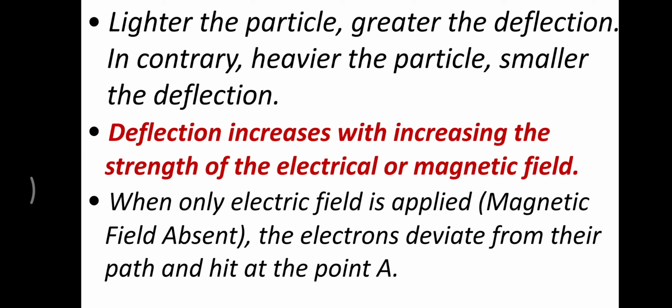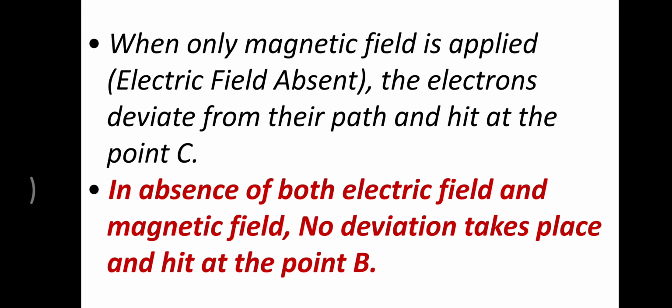When only the electric field is applied, with the magnetic field absent, the electrons deviate from their path and hit at point A, and you will get the spot at point A. When only the magnetic field is applied, with the electric field absent, the electrons deviate from their path and hit at point C. In the absence of both electrical and magnetic fields, no deviation takes place and they hit at point B.